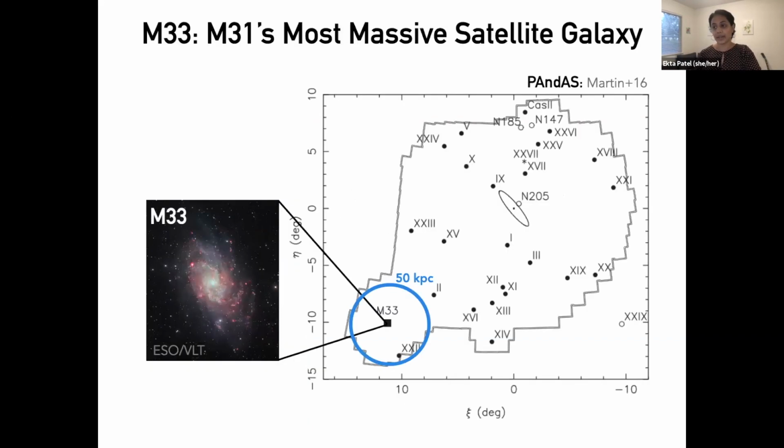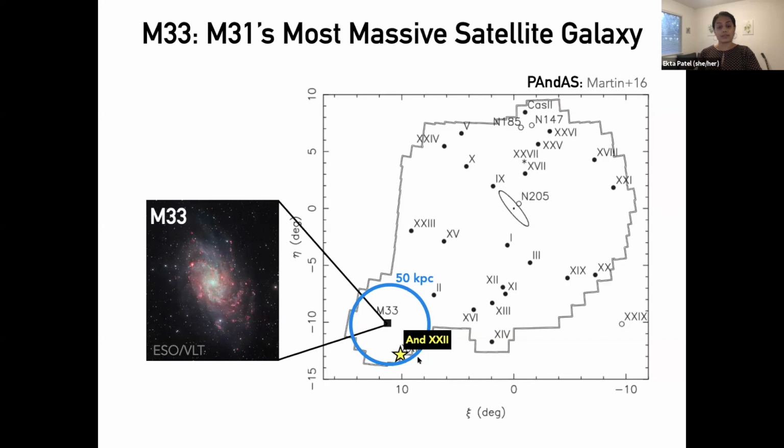So going back to this PANDA survey, which observed a 50 kiloparsec region around M33, this is approximately just 40% of the virial volume around M33. And in that survey, one candidate satellite galaxy was found. The reason it's a candidate is that we only have 1D kinematics. So we just know its line of sight velocity, which isn't enough information to figure out whether it's a satellite of M33 or of M31.